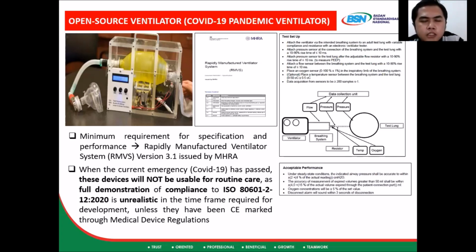However, since this COVID-19 pandemic requires us to build mass production of open source ventilators, the requirement is limited to the minimum requirement for specification and performance, which is stated in the RMVS issued by MHRA.